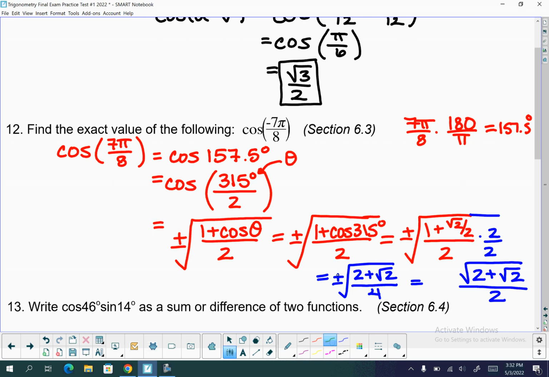And then the last thing we have to think about is, is it going to be a plus or minus? To figure that out, you can just look at this original angle that you had after we got rid of the negative. You could even look at the original problem if you want. Cosine of 157.5. So 157.5 is an angle in quadrant 2. If you have a cosine in quadrant 2, you know that your answer is negative. So you could do that at the very beginning if you want to determine if your answer is going to be positive or negative instead of bringing that plus or minus all the way through.